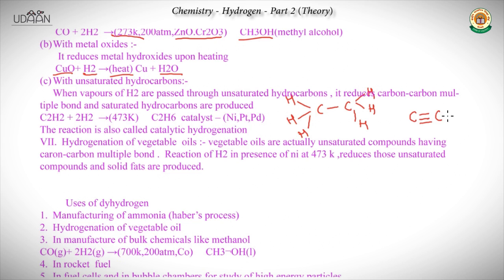It is a carbon-carbon triple bond, and it is linear. This angle is 180 degrees. For C2H2, this is the case. And there are many compounds which have carbon-carbon multiple bonds, as you know. When these compounds react with H2, it will reduce them and itself will be oxidized.